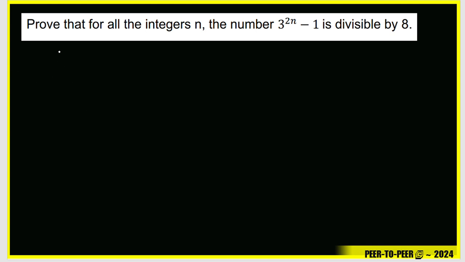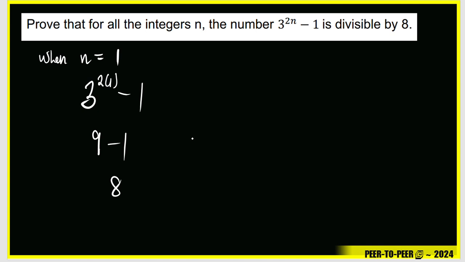So we'll test the base case when n is equal to 1. We are going to have 3 raised to the power 2 multiplying 1 minus 1. And this will yield 9 minus 1, and that will be 8. 8 is indeed divisible by 8. So the base case is true.